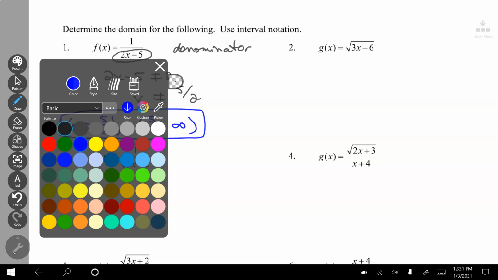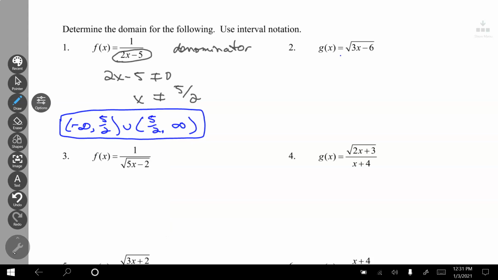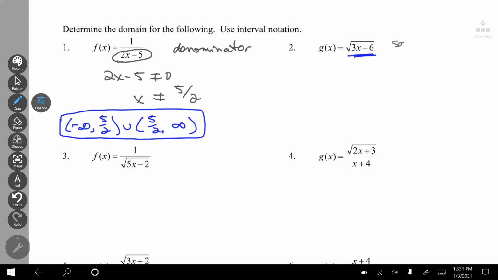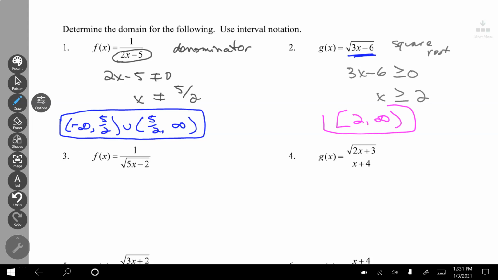Next problem. I see this over here, and I think I should use the square root rule. So I'm going to make 3x minus 6 greater than or equal to 0. I'm going to add 6, divide by 3. I get x is greater than or equal to 2. And now I do 2 to infinity with a bracket as my domain.